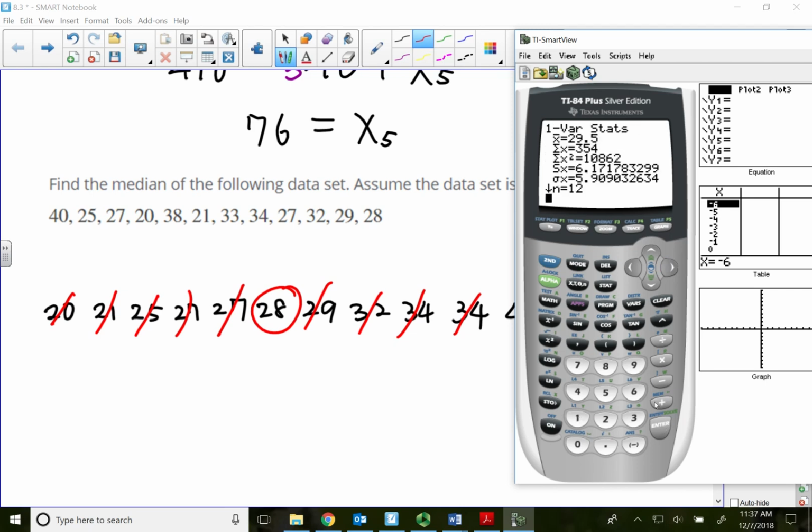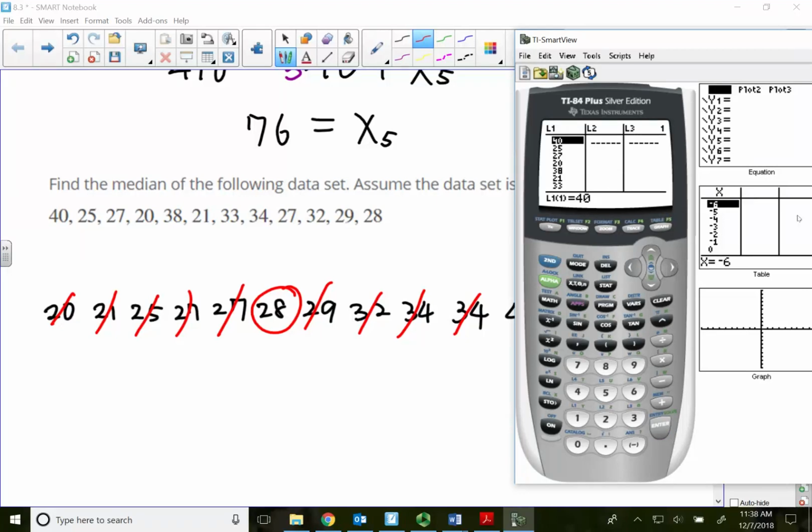All right, so our mean is 29.5. Let's scroll down a little bit. This MED, oh, I must have made a mistake. MED stands for median. It says 28.5, but the one I found earlier was 28, so I must have typed a number wrong. So let's go back. I do apologize.